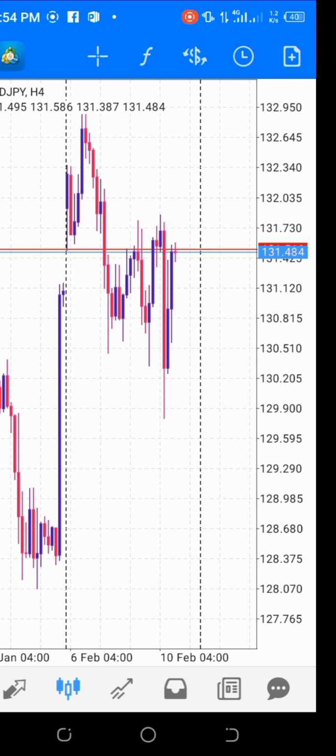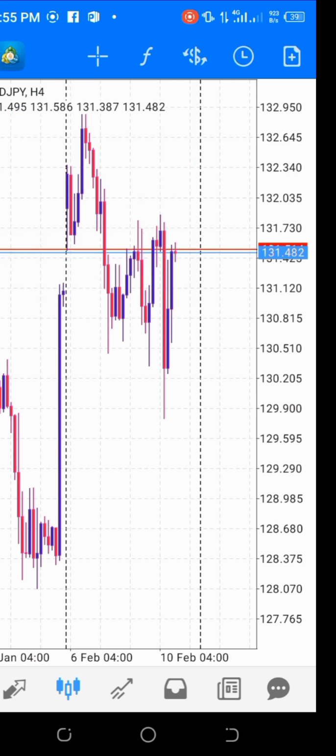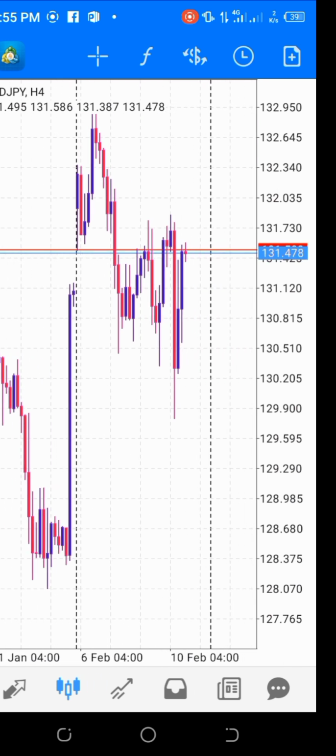In this concept of forex trading, I'm already seeing a double top scenario. You can see one top here, and this is a second top here. So this forms a double top. You understand? I will explain that in the other video.